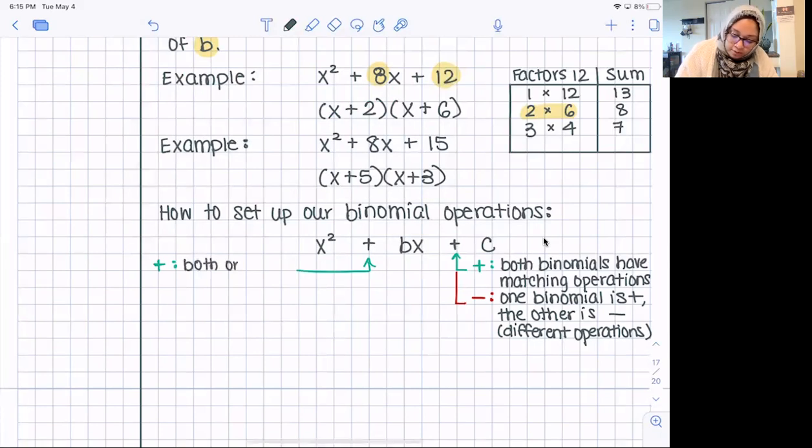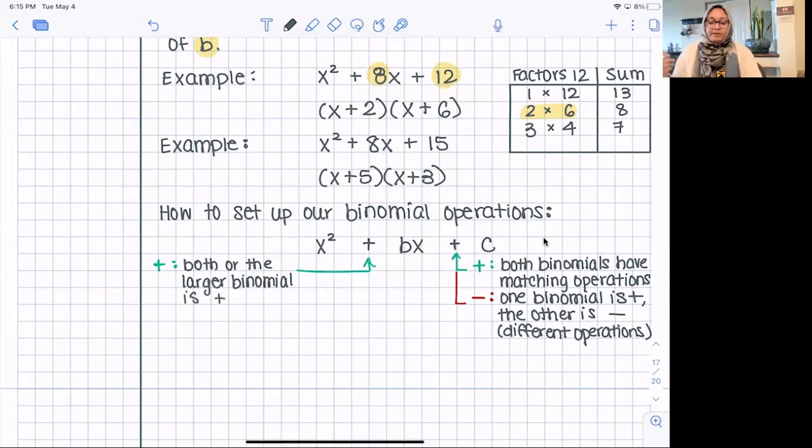or the larger binomial is adding. So what do I mean by that? So if we know that both our binomials are the same, then this being a plus sign means they're both plus signs. If we know that both binomials are different, that means the binomial with the larger number is going to be adding. Okay? We'll practice this in a second. I think this stuff is always easier when you have something to practice with.